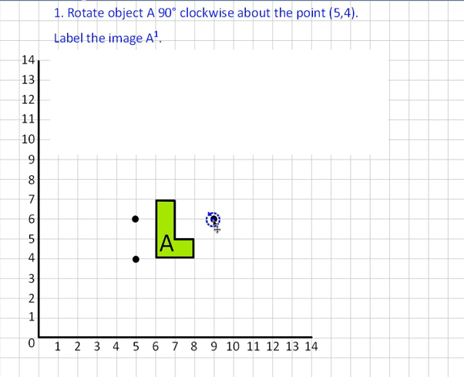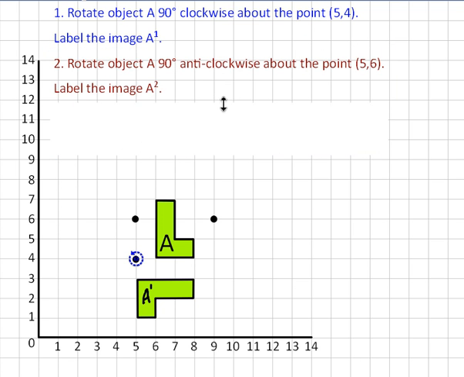Okay, so the first one says about the point 5,4, which is over here. Okay, 5,4. Now rotate this shape, object A, 90 degrees clockwise. It's going to end up there. A1.